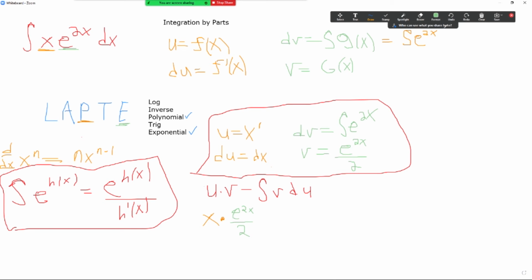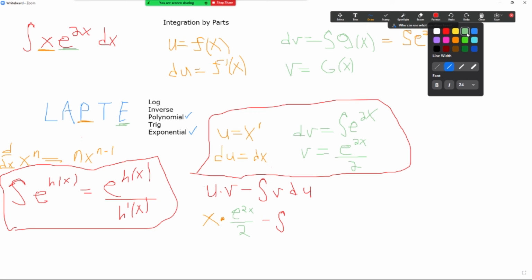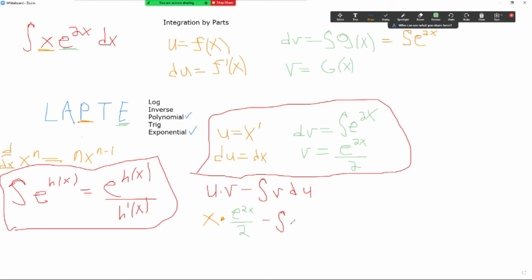Then we have minus the integral of v. And v again, we said, well, v is e to the 2x over 2. Okay. And what is du equal to? Just dx. We're almost to the finish line. Almost to the finish line.